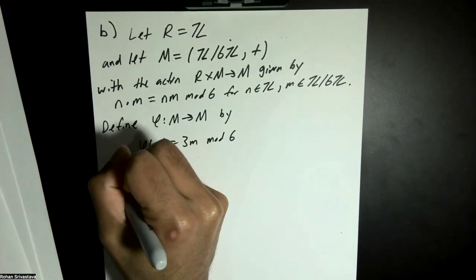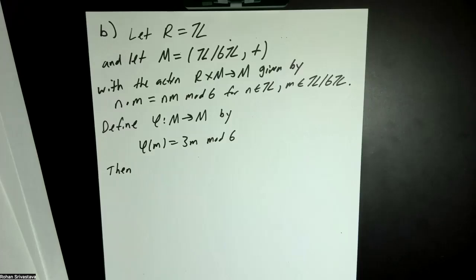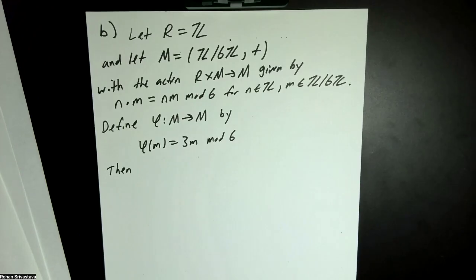Okay, so then clearly this is not the identity. Right? It'll send 1 to 3 and 2 to 0 and 3 to 3 and 4 to 0 and 5 to 3, right? 0 to 0. It's not the identity. It's not the 0.